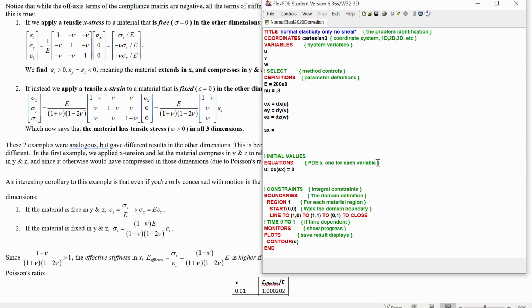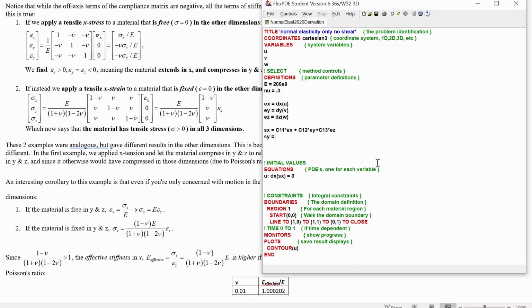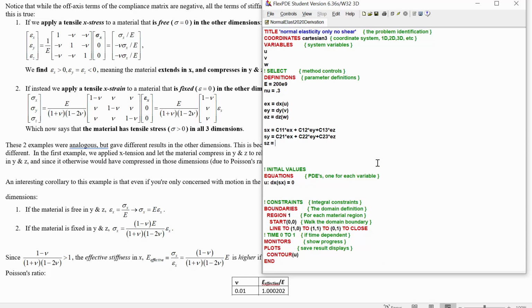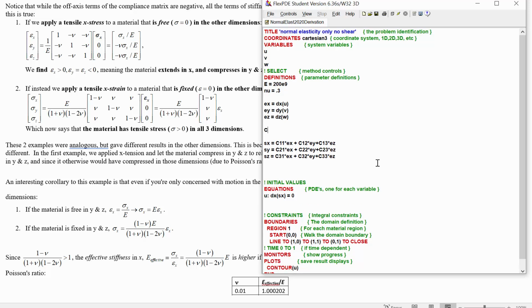So we can call this like C11 times EX plus C12 times EY plus C13 times EZ, and SY is C21 EX plus C22 EY plus C23 EZ, and then SZ is C31 EX plus C32 EY plus C33 EZ. And then we'll just write out what the components of this matrix are.